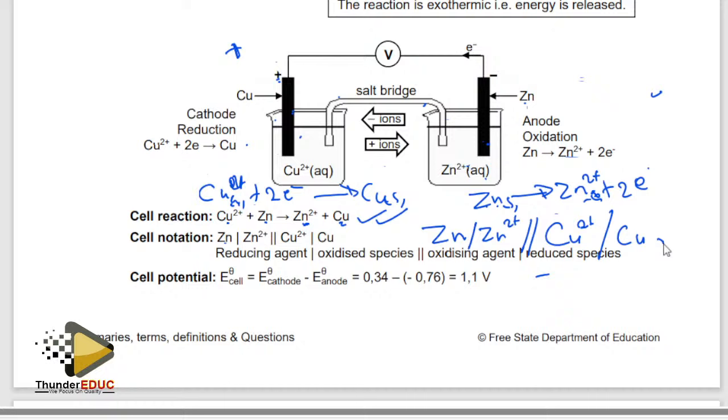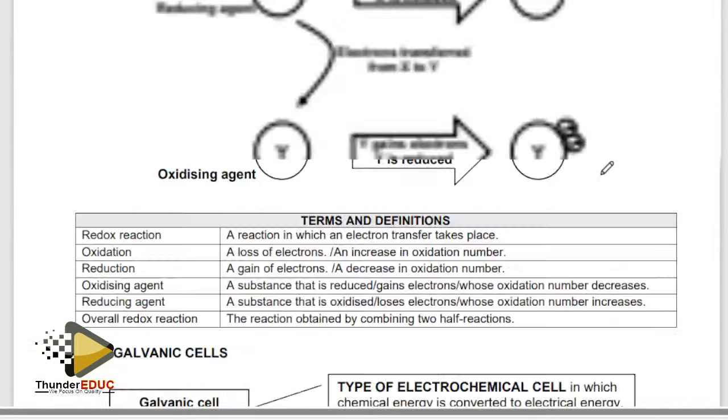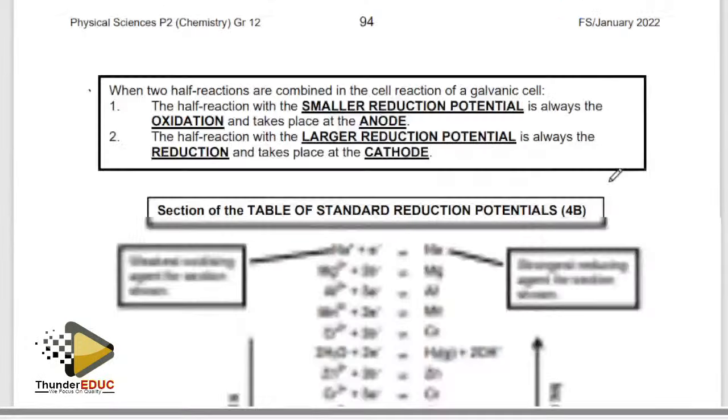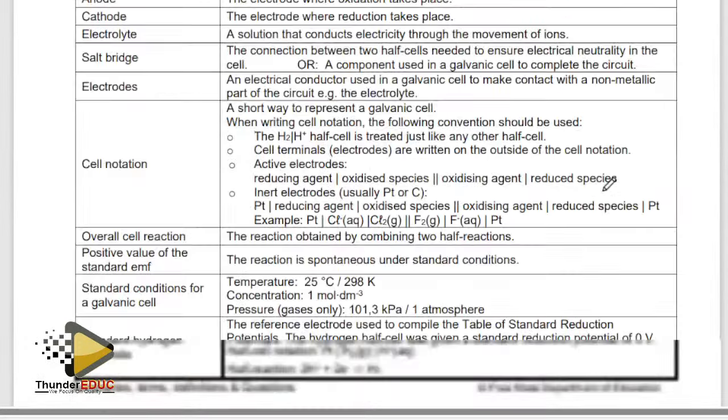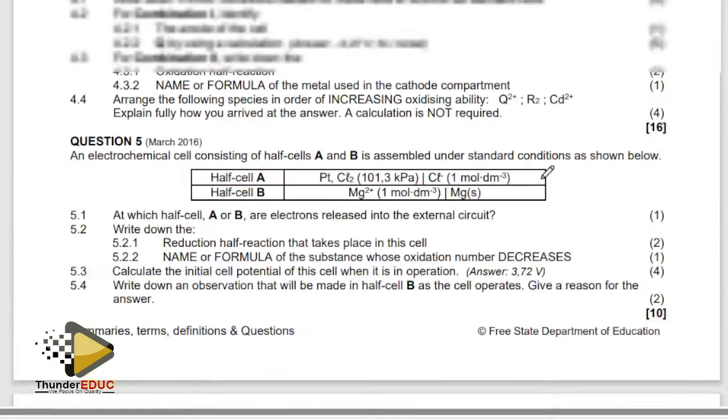So that is the cell notation, you see. But what if this was a gas? What if it was a gas? It is not a solid.